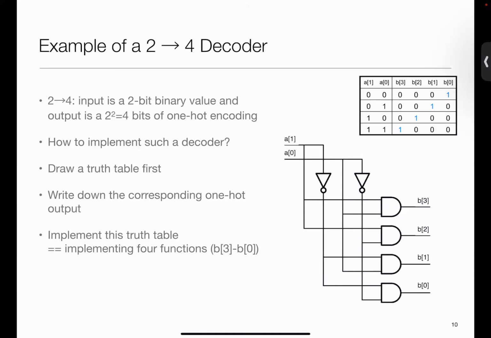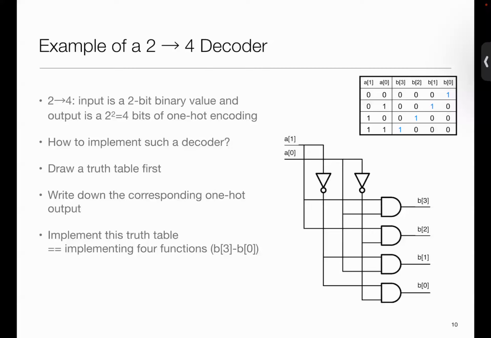One way I can do it is to create all the minterms. So B3, for example, is A0 and A1. B2 is A1 and not A0, and so on and so forth. So this circuit implements all these 4 bits. So that hopefully seems simple enough.